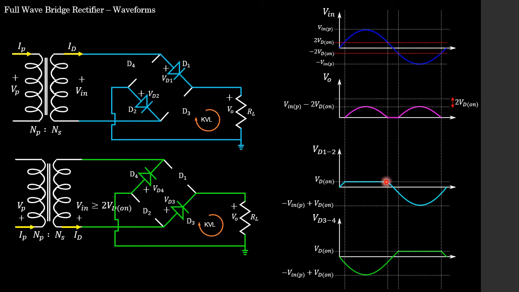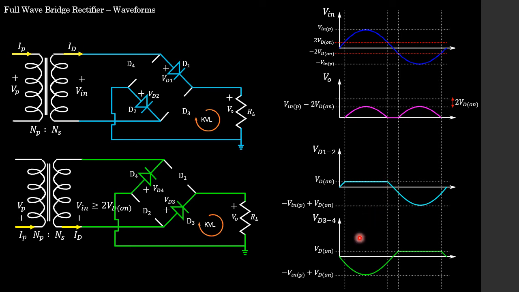And then, students, once our positive half cycle hits this point over here, which is on the falling edge, where it falls below 2 times the diode on voltage, we know that both our diodes are going to switch off, and that's why we see our diode on voltage is no longer held and it starts to decrease.